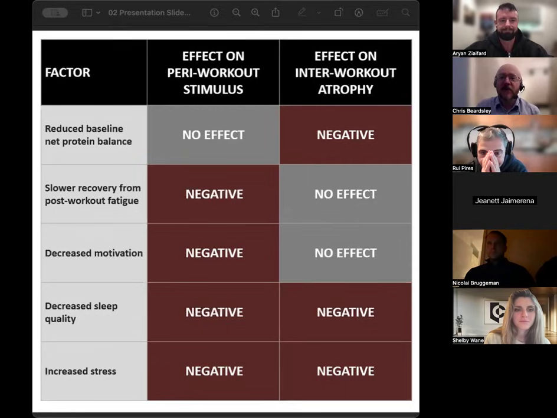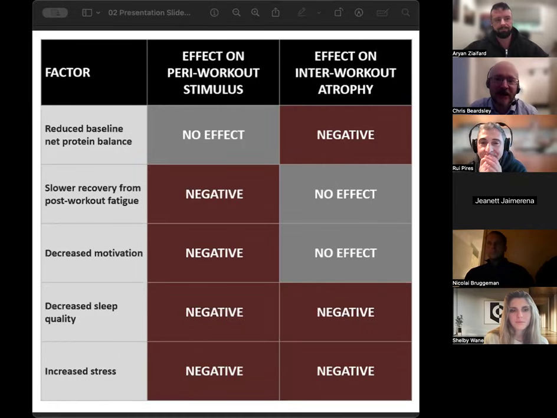So if we start at the very beginning, the first row says reduced baseline net protein balance. That is very vague wording because it's a relatively difficult concept to explain, because we're never really in protein balance. We're always either growing or shrinking. So it's really a difficult thing to say.